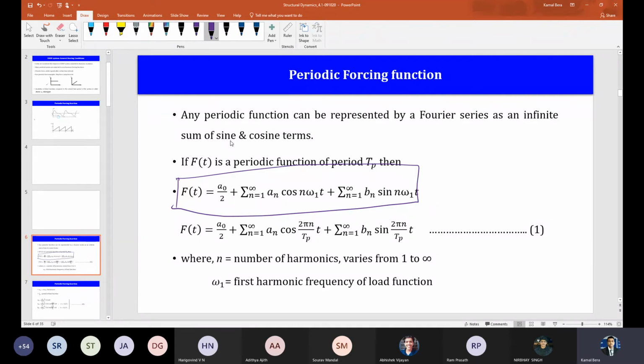Okay. So the same thing here. Omega, I am writing as 2 pi by T. Omega 1, basically, we are writing. Omega 1 is called the first harmonic. So this expression, in expanded form, is nothing but a0 by 2 plus a1 cosine omega t plus a2 cosine 2 omega t, like that, and plus bn sine terms.